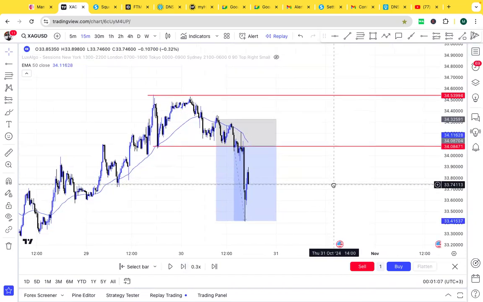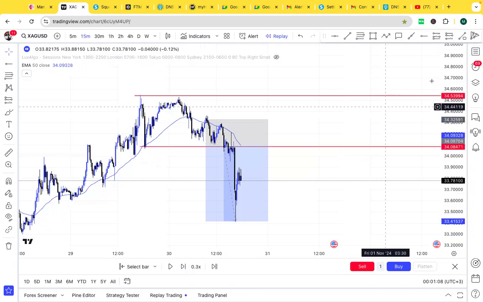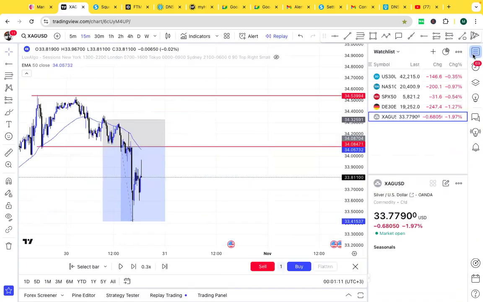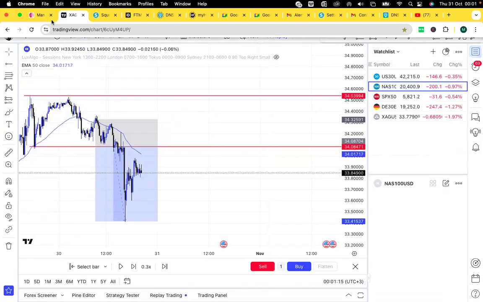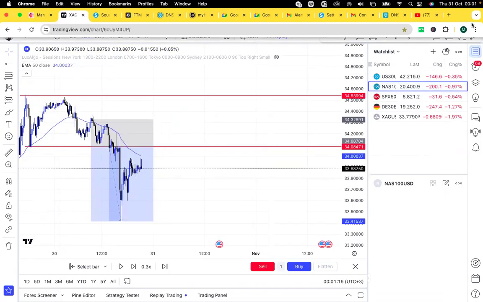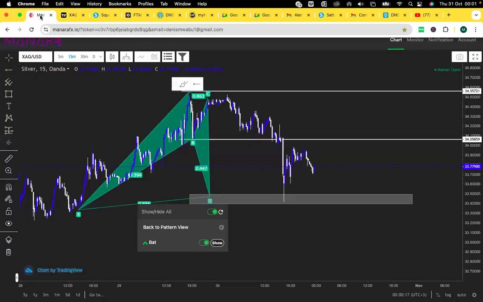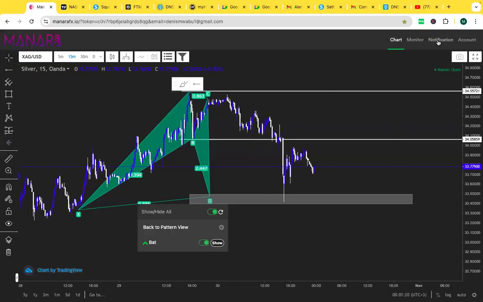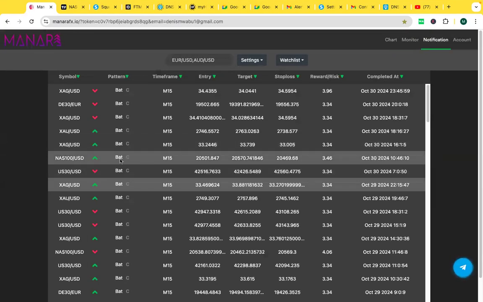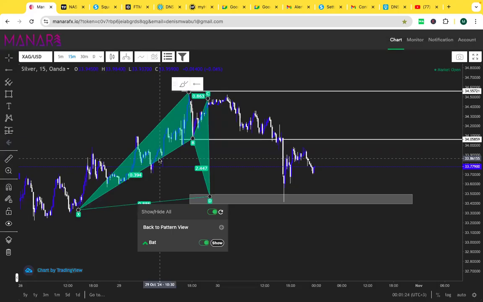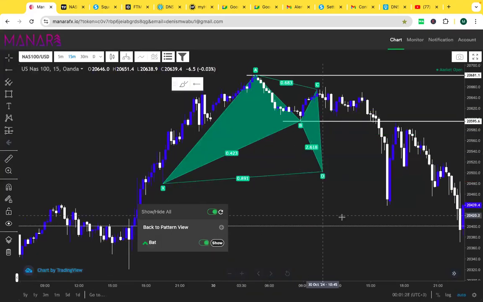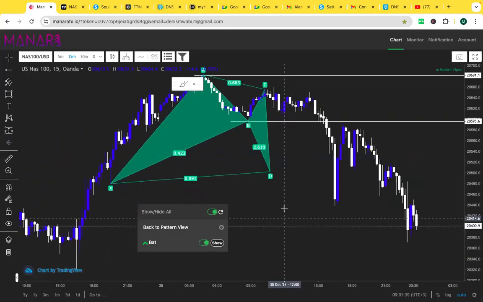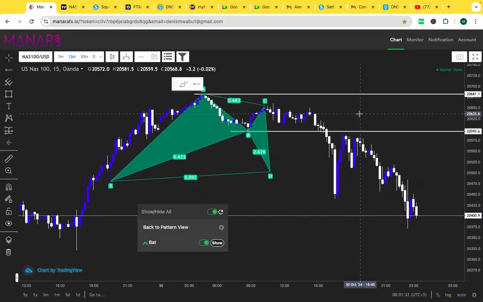Okay, so the other trade was Nasdaq 100. The same thing with Nasdaq 100. It was shared by Manara, and I'll go to Manara. On Manara, we were able to get the Nasdaq 100 signal, which was here. Then we just draw the same zones. Our zones are constant. Our zones remain the same. As you can see, I've drawn the zones here.